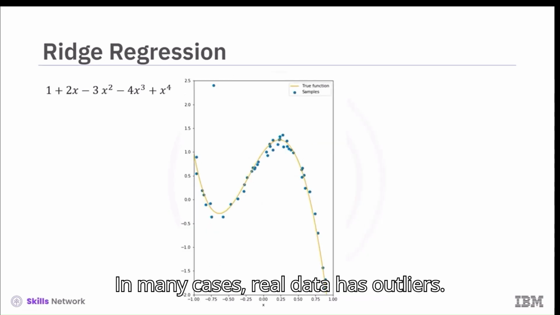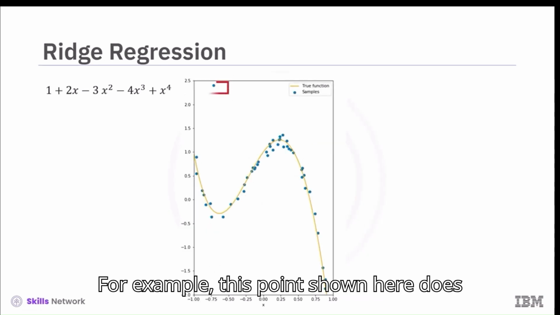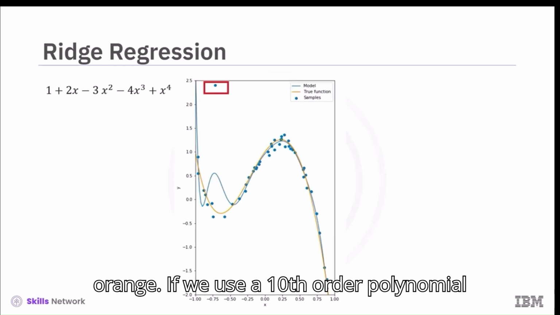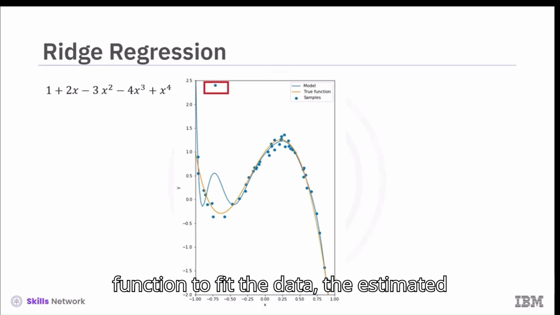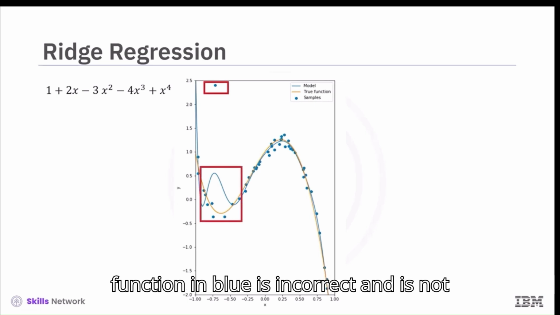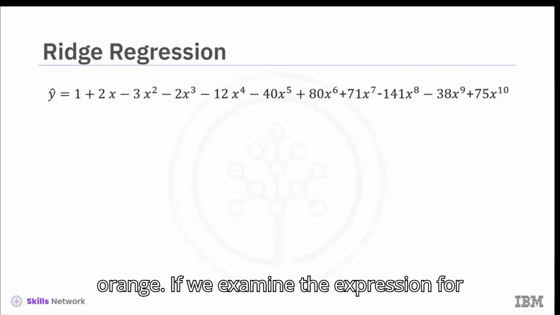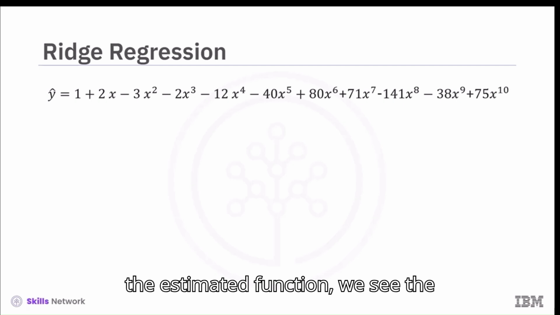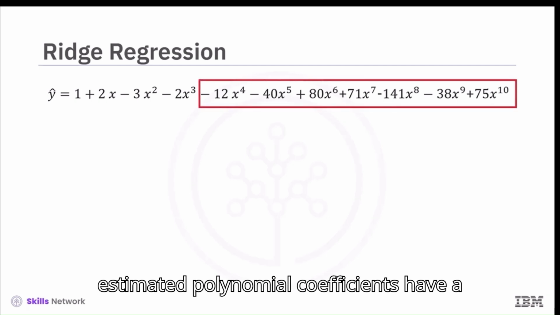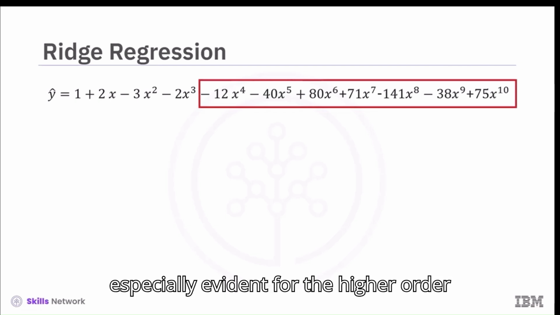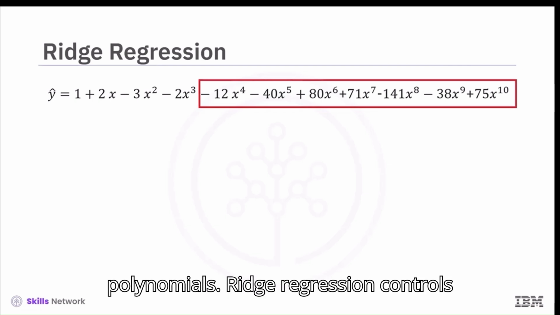In many cases, real data has outliers. For example, this point shown here does not appear to come from the function in orange. If we use a 10th-order polynomial function to fit the data, the estimated function in blue is incorrect and is not a good estimate of the actual function in orange. If we examine the expression for the estimated function, we see the estimated polynomial coefficients have a very large magnitude. This is especially evident for the higher-order polynomials.